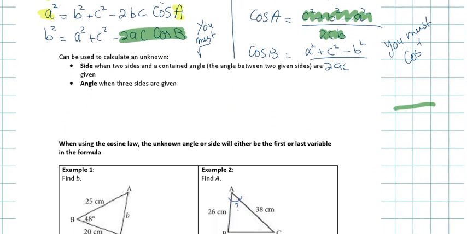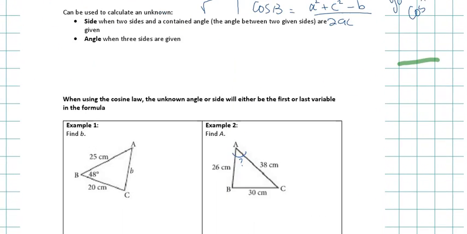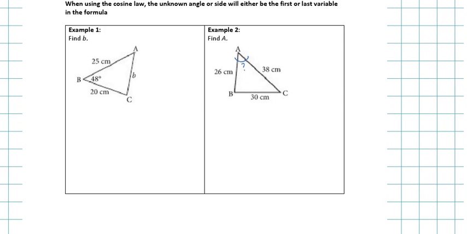So, let's look at the first example. It's asking you to find side B. What situation do I have here? Do I have the two sides and the contained angle, or do I have all three sides? Two sides and the contained angle. Okay? I'm looking for side B, so I'm going to use the B formula.